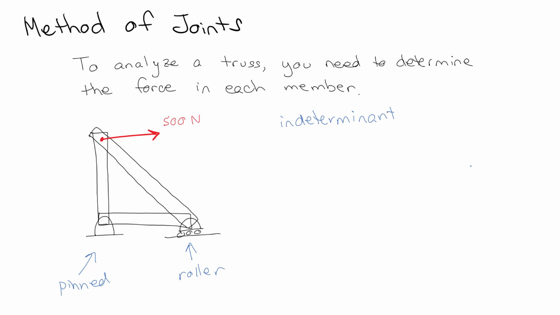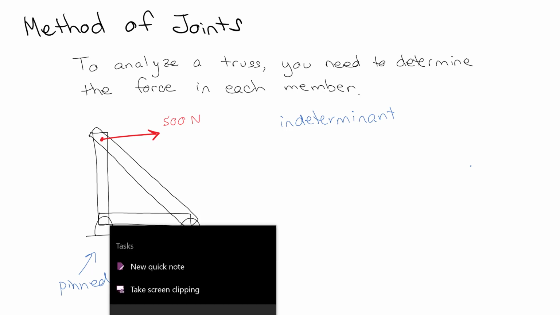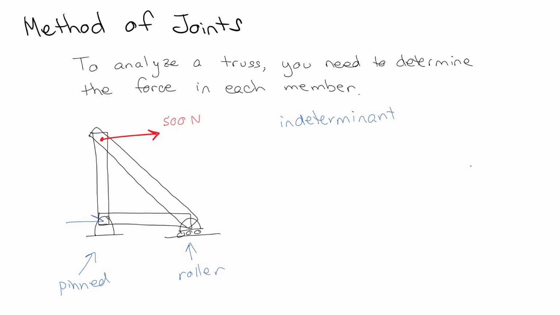Remember, if it's a pin, you have two reaction forces, a reaction force in the X and a reaction force in the Y. The nice thing about a roller is that it only gives you a reaction force in the Y. So if they were both pinned, it would be indeterminate. In our case, it isn't, so we're good to go.